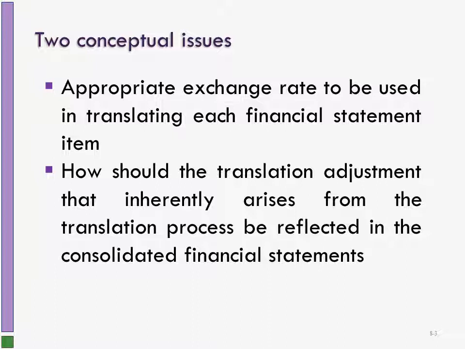Therefore, if you have a company located in Egypt, this company will adopt generally accepted accounting principles of Egypt and is using the Egyptian pound as its functional currency. If this company has a foreign subsidiary, a foreign operation located in the United States of America, the foreign operations will use American GAAP and will use the United States dollar as its currency.